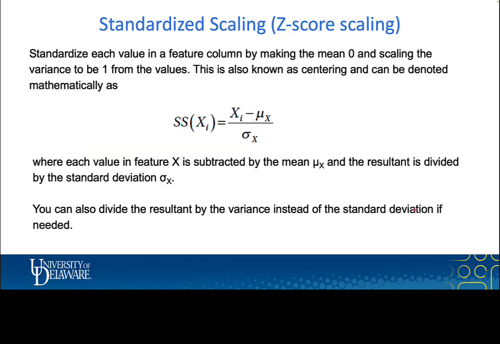Standardized scaling tries to standardize each value in a feature column by making the mean 0 and scaling the variance to be 1. This is also known as centering and can be denoted mathematically in the formula depicted here, where each value in feature x is subtracted by the mean mu of x, and the resultant is divided by the standard deviation of x. You can also divide the resultant by the variance instead of the standard deviation if needed.